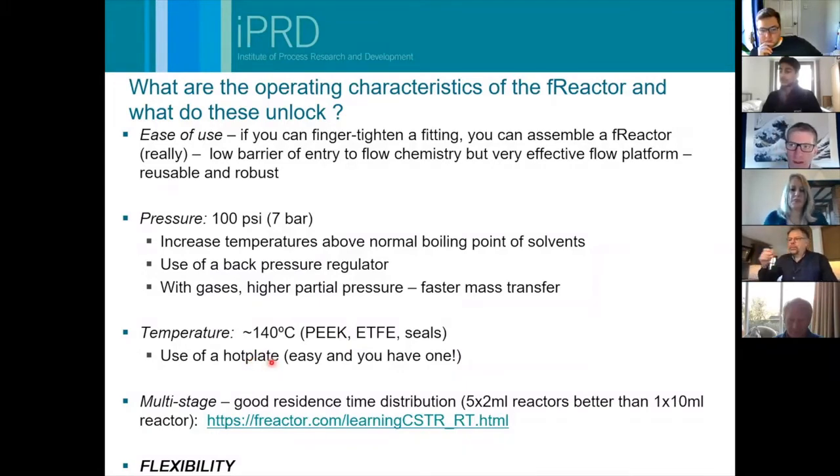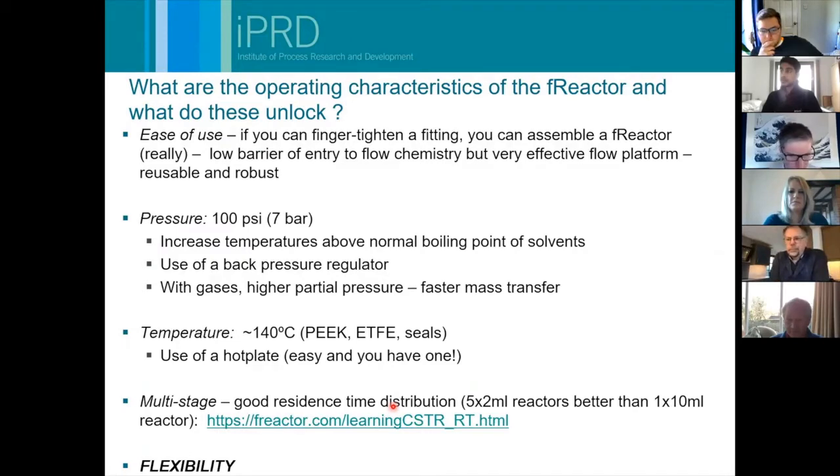So there's also been quite a lot of chemical engineering thought that goes into this. You can see straight away we've got roughly 5 reactors of roughly 2 milliliters each, so about 10 milliliters of volume. So doing this in 5 2-milliliter packets is better than doing it in 1 10-milliliter packet, okay, because of the residence time distribution.